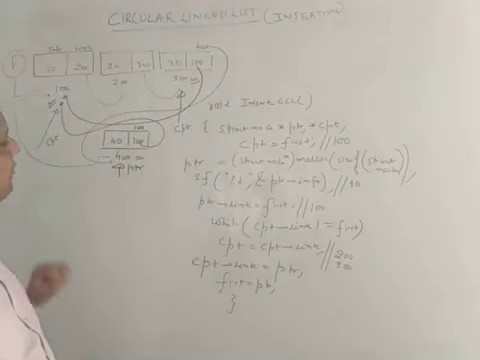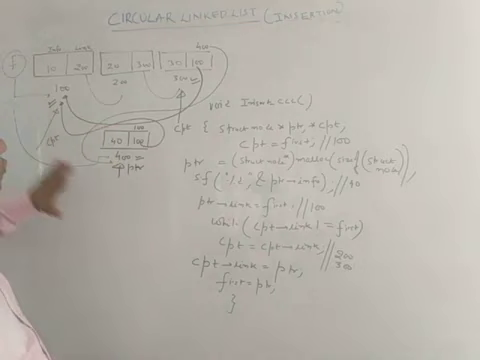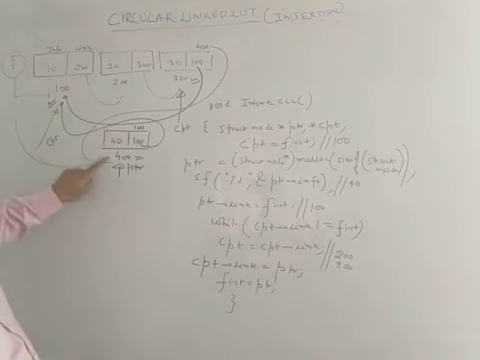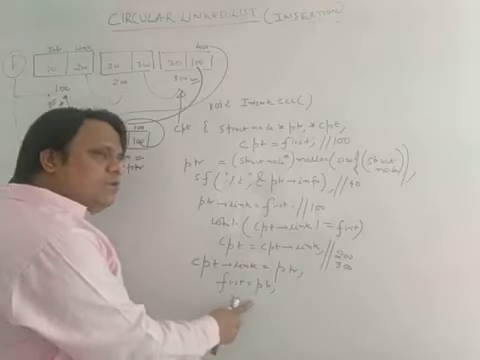Now since this has become your first node, you know that the first pointer should always point to the first node of a linked list. Initially first was pointing at 100. Now you want your first to point at 400 because this has become your first node. 400 is nothing but your PTR. So you will write first is equal to PTR.